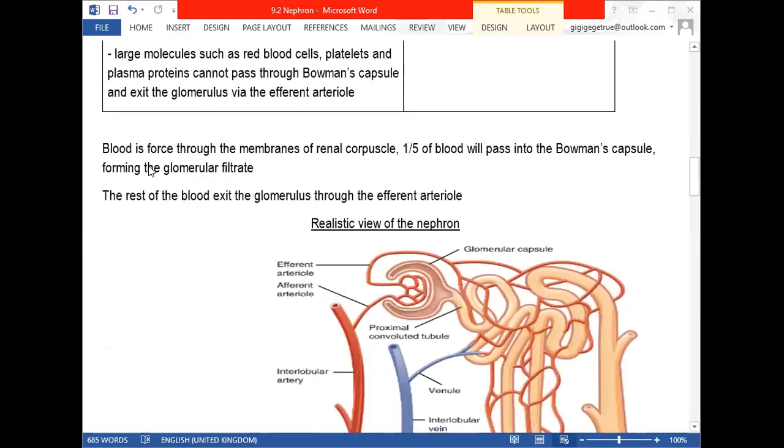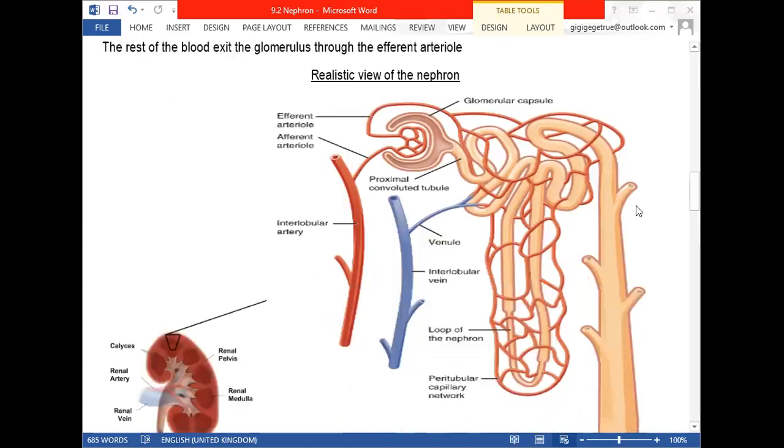So ultimately, blood is forced through the membranes of the renal corpuscle. 1/5 of the blood will pass into the Bowman's capsule, forming the glomerular filtrate. So take note, those that manage to pass through the glomerulus into the Bowman's capsule are called glomerular filtrate, because the glomerulus is acting as a filter paper. The rest of the blood, which is 4/5 of the blood, will exit the glomerulus through the efferent arteriole.